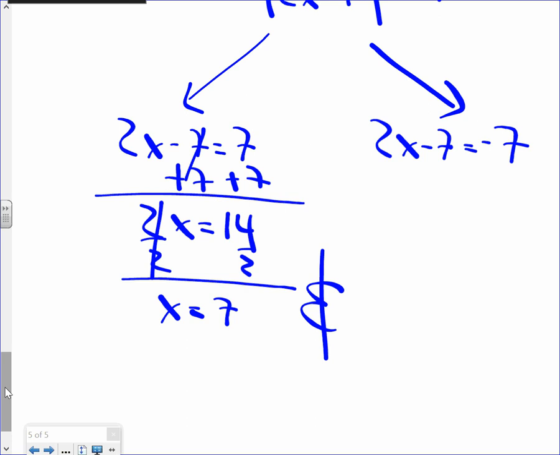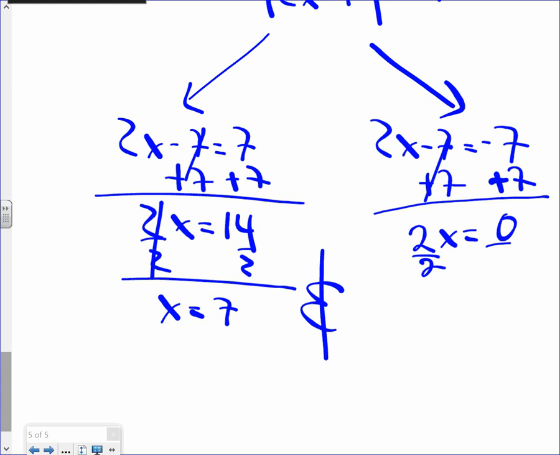And that's only the first solution. Here's the second solution. Let's add 7 here. Let's get the numbers on one side. So 2x equals, what's negative 7 plus 7? 0. Let's divide by 2 now. Let's isolate x now. 0 divided by any number is 0, huh? So x equals 0. Those are 2 solutions. 7 and 0. Beautiful.